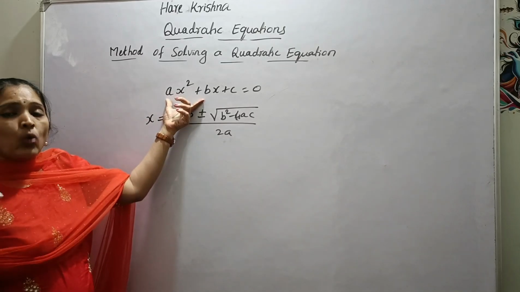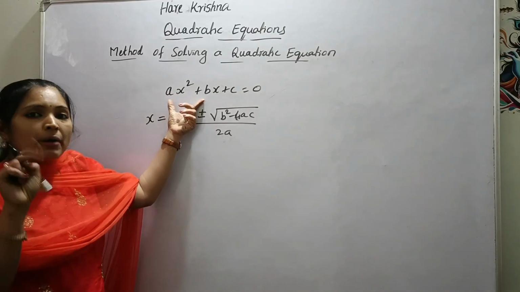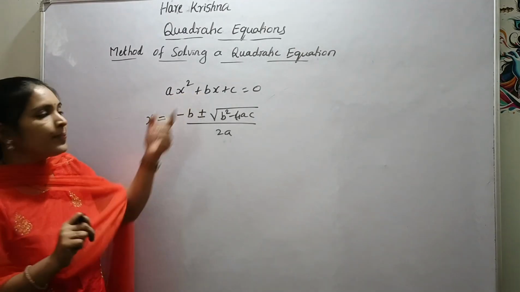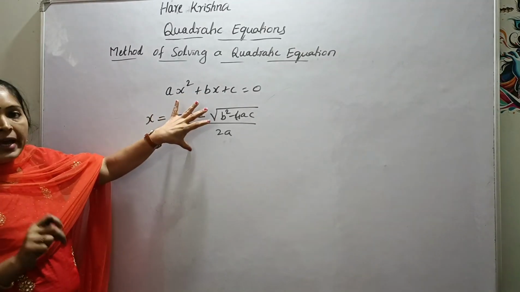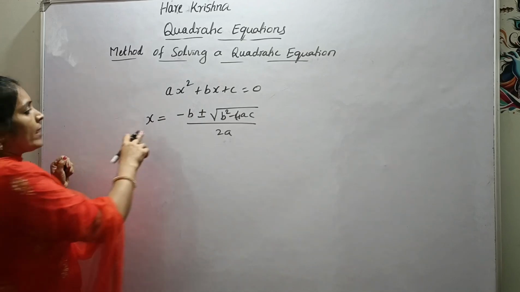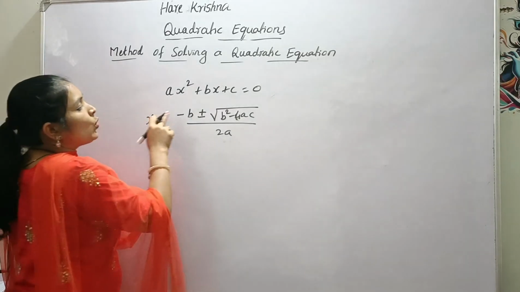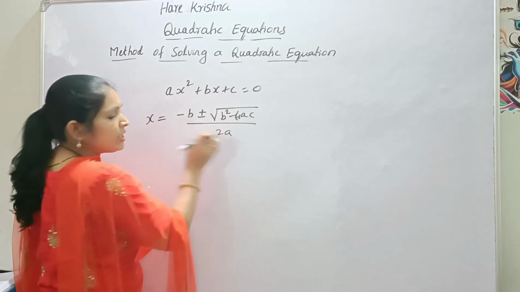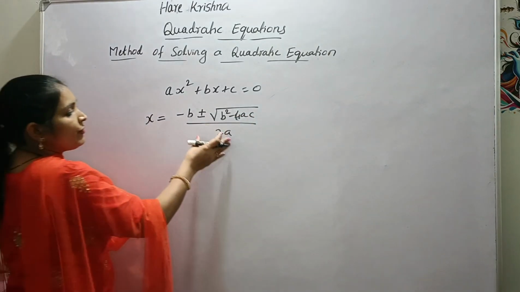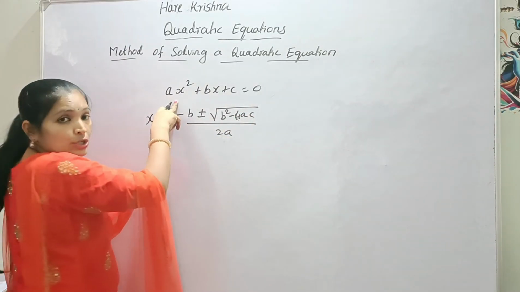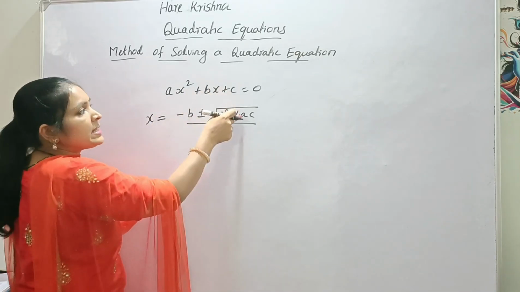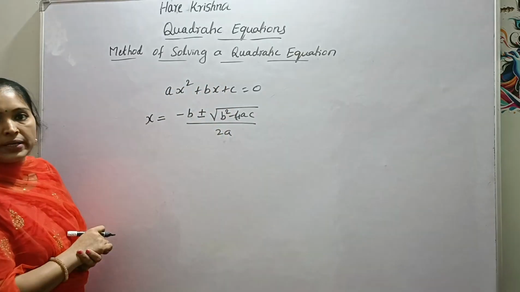We know that a quadratic equation has maximum 2 roots, since it has degree 2. So here we will get maximum 2 roots. x is equal to minus b plus or minus root of b square minus 4ac divided by 2a, where a is the coefficient of x square, b is the coefficient of x, and c is the constant.